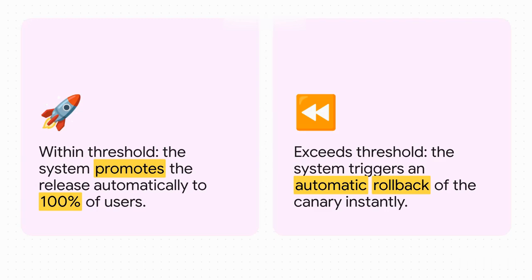In our example, the error rate went up by exactly 0.01%. And since that hits our predefined threshold, boom, the system triggers an automatic rollback. There's no meeting, no debate, no, well, maybe it's okay. The canary is just instantly pulled from production. Now, if that error rate had stayed flat, the system would have seen it was safely within the rules and automatically promoted the release to everyone. That is data-driven safety in action.